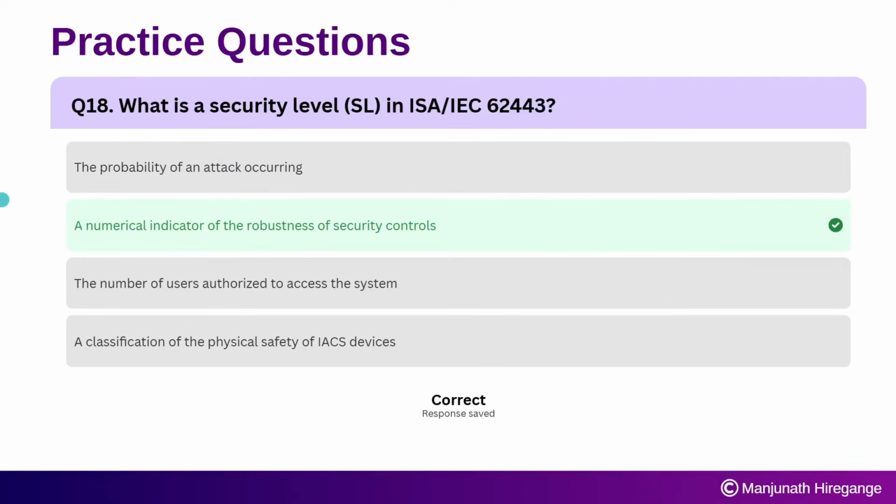Why is it not the probability of the attack occurring? Because that's the likelihood of an attack. It's not about security controls. And number of users authorized to access the system, this is not related, they focus on the effectiveness of the security control. And classification of the physical safety, that is addressed separately in the safety standards.